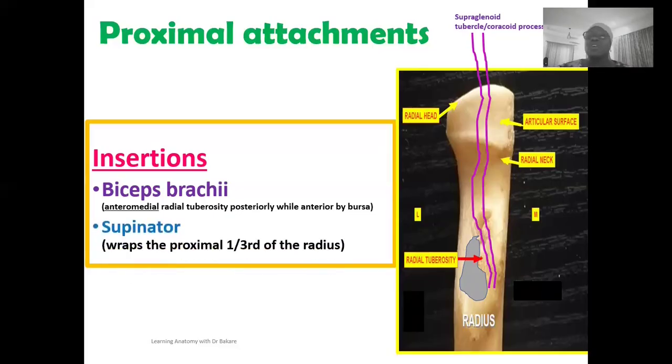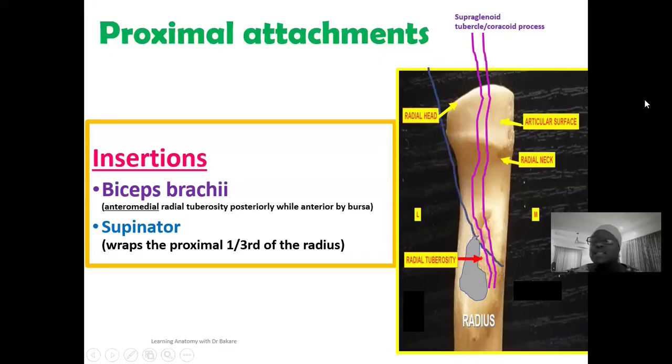Then going to the second muscle, which is the supinator. The supinator is the second muscle that is seen around the proximal end of the radius. And specifically, it is seen to be wrapping around the proximal 1/3 of the radius. If you go back to the point of origin also of the supinator, you see that it has multiple sites of origin. So one of the origination sites of the supinator is the lateral epicondyle.